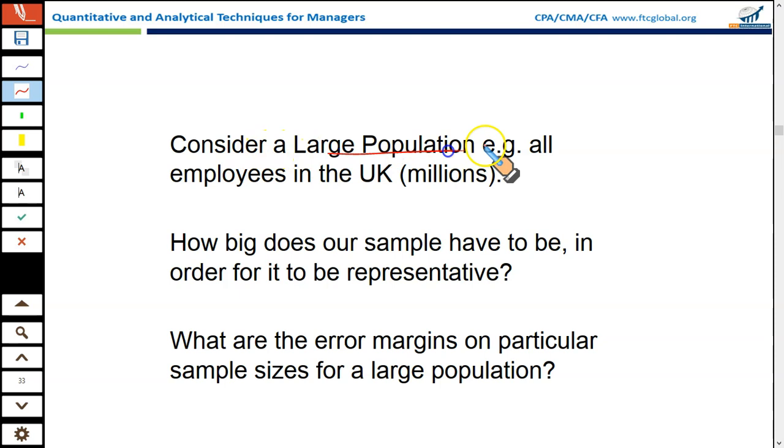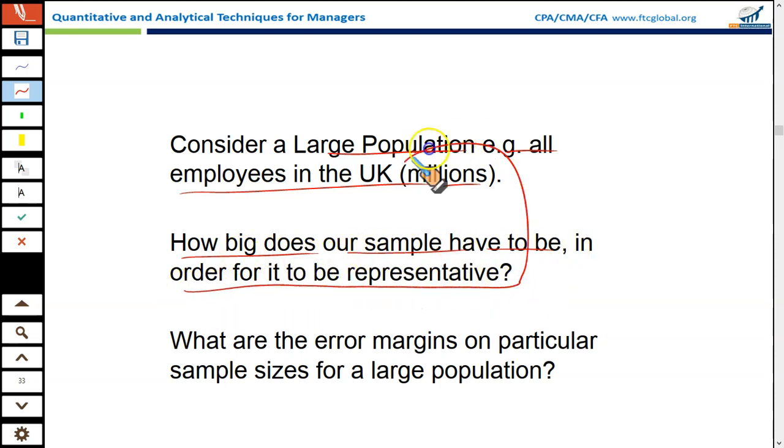Consider a large population, all employees in the UK, in millions. How big does our sample have to be? 500, 5,000, 50,000, 500,000? So how big does our sample have to be in order for it to be representative of the whole population?